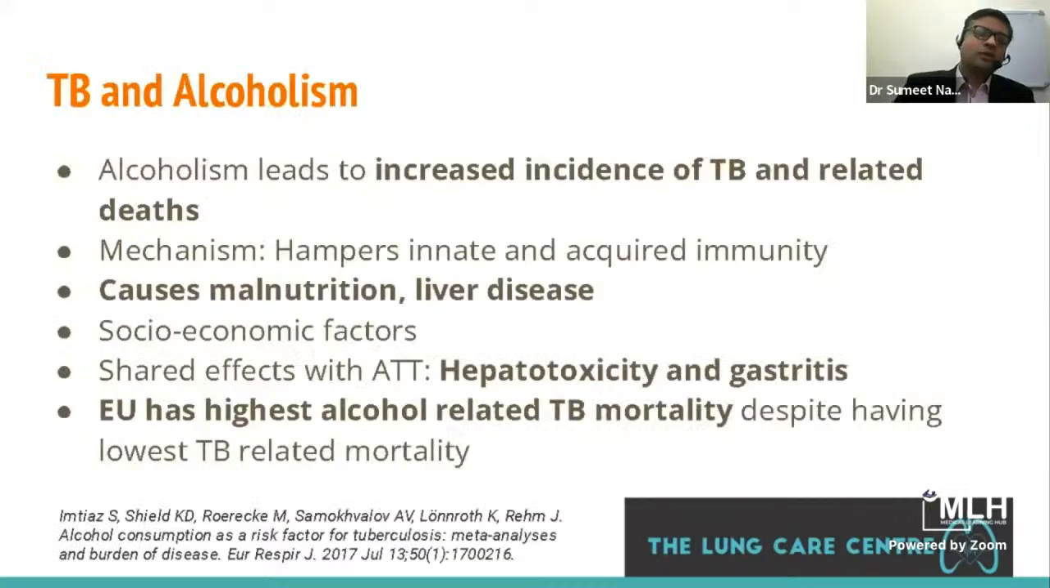Coming to alcoholism, again, alcoholism is also rampant, and alcoholism also decreases the general immunity of the patient and predisposes the patient to tuberculosis. Alcoholism also causes malnutrition and liver disease, which have their own effects on immunity and which independently predispose the patient to active tuberculosis disease.